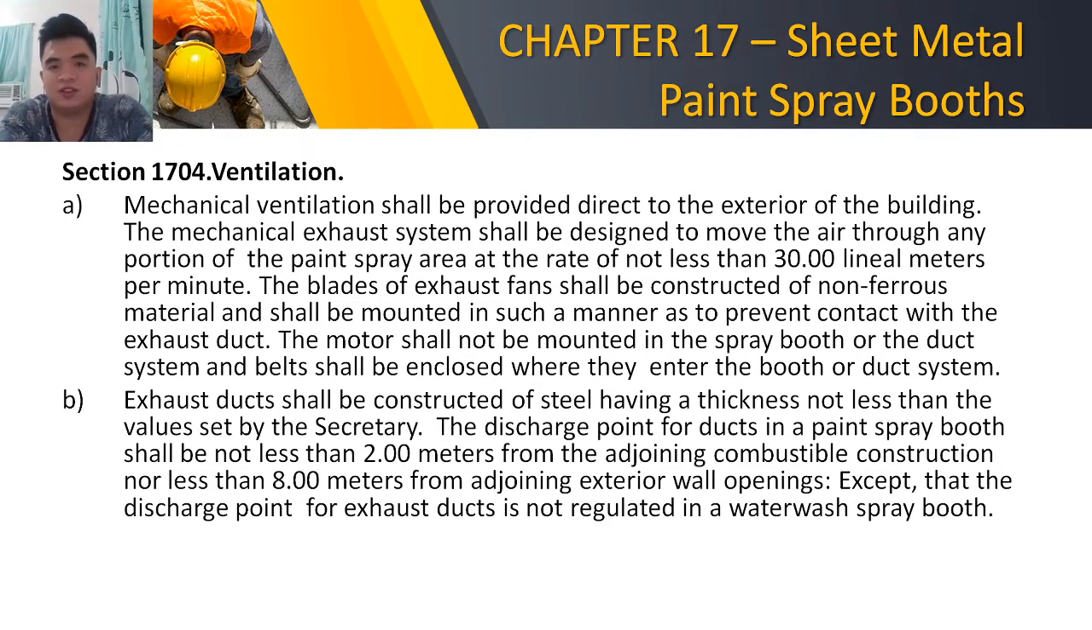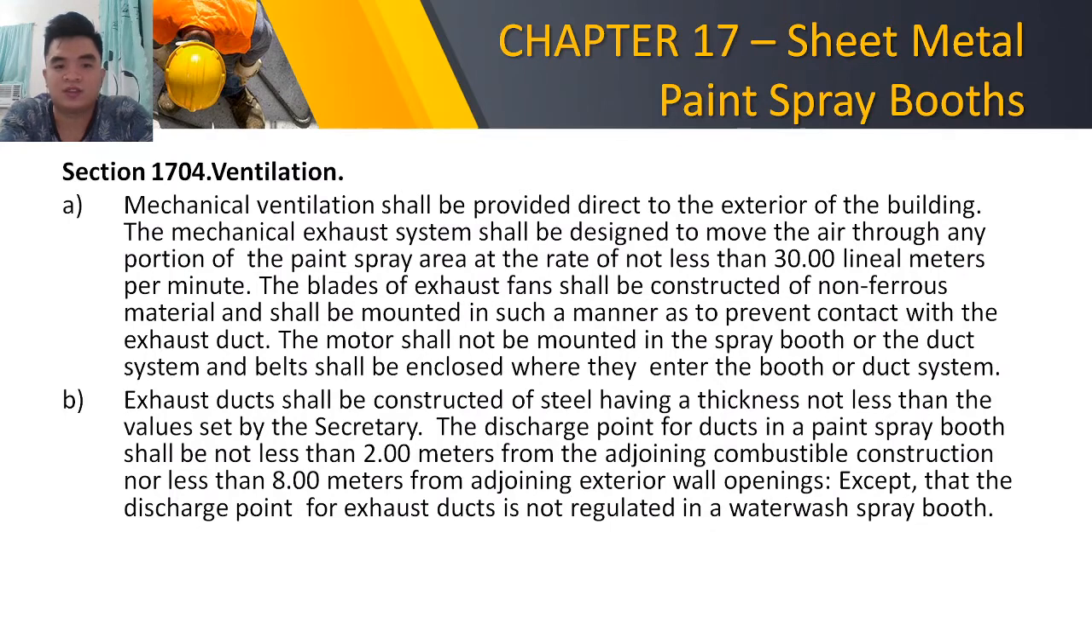So under the same chapter is section 1702, ventilation. Mechanical ventilation shall be provided direct to the exterior of the building. The mechanical exhaust system shall be designed to move the air through any portion of the paint spray area at the rate of not less than 30 linear meters per minute.